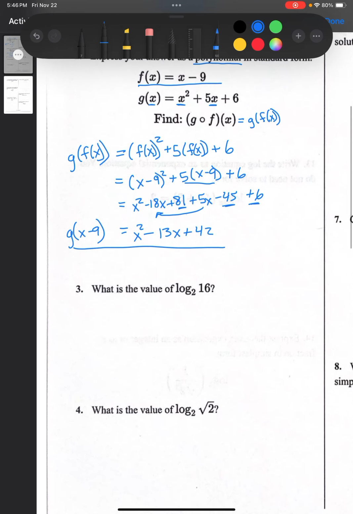Alright, so number 3. Number 3 is we want to get into that formula again, right? If 2 is our base and 16 is our answer, if we remember that, we have 2 to something equals 16. You can do that by memorizing how many times it needs to multiply by 2 to get to 16.